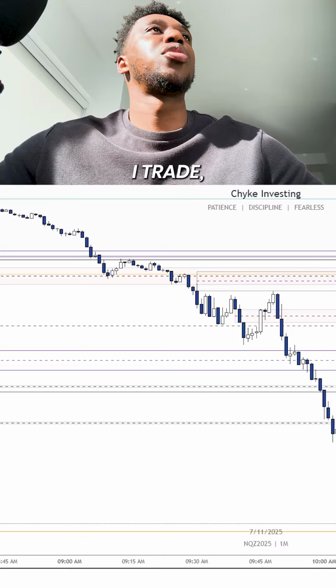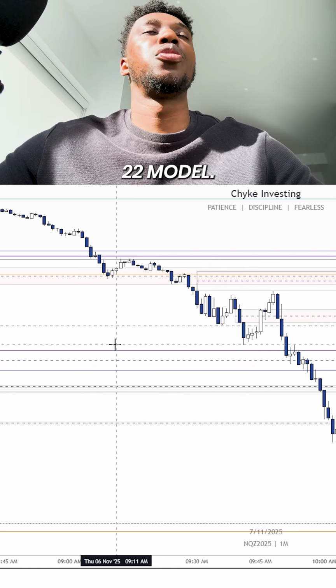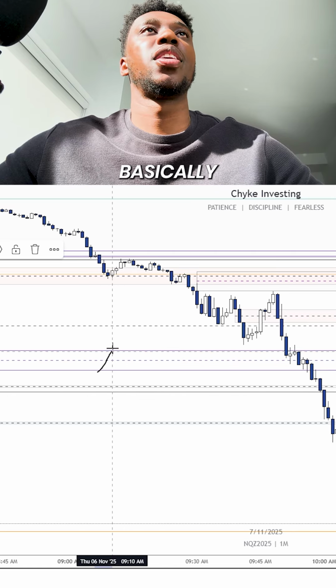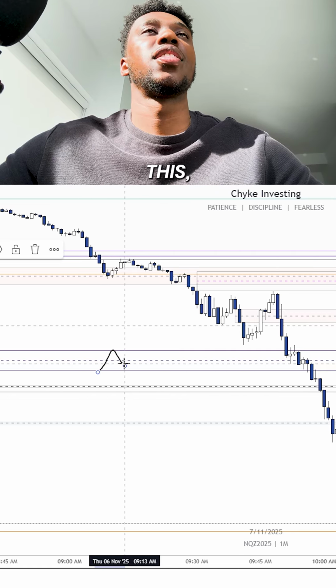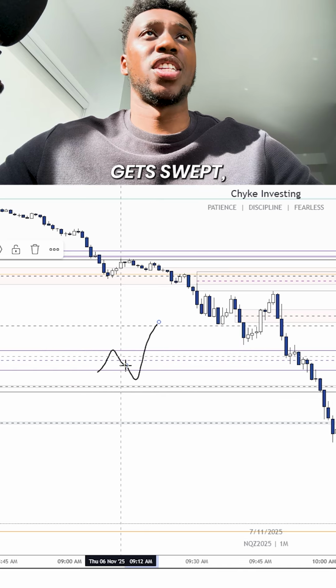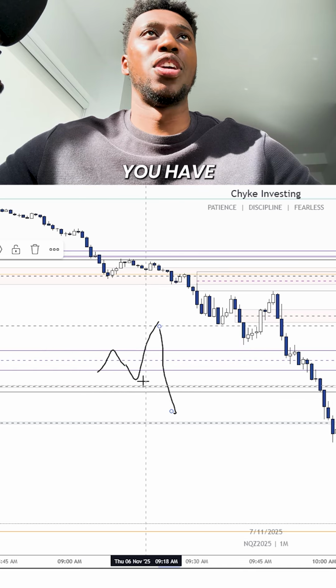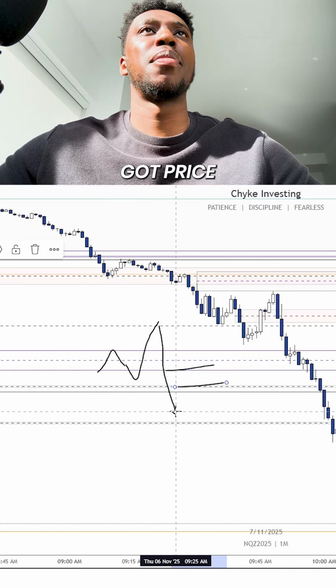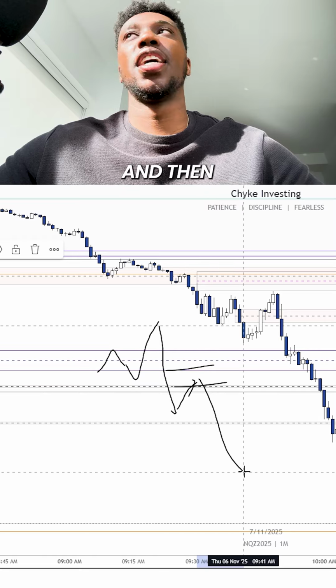Okay, so when I trade, I typically use what's called the 22 model. If you don't know what that is, it's basically when you have a high like this, it gets broken, right? So that this high gets swept, that liquidity gets swept there, and then you have a breakup market structure with a fair value gap, price returns back to that fair value gap, and then it drops from there.